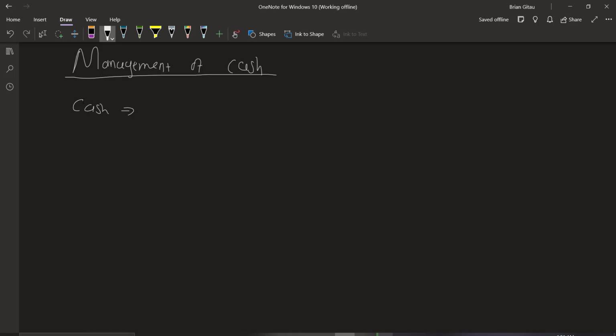We can say that cash is the ready currency to which all liquid assets can be reduced.